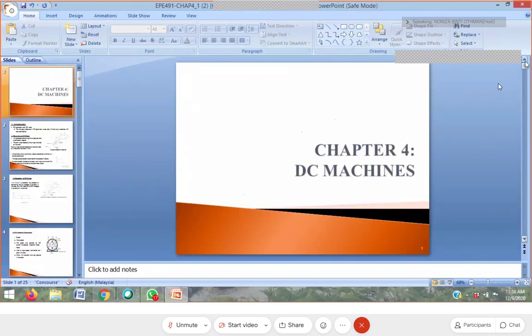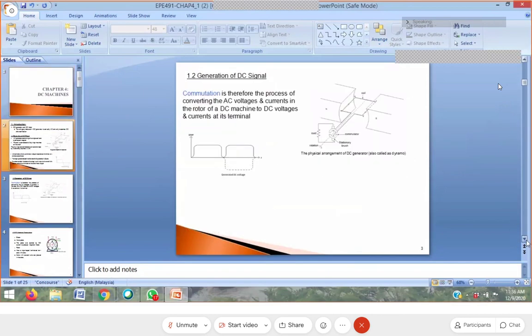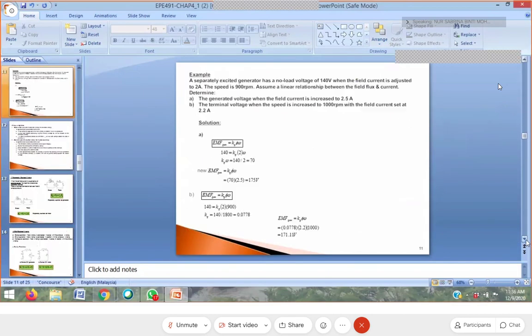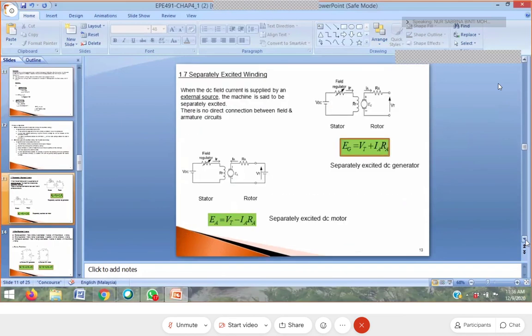Alright. Oh, madam dah habis marking semua madam? Dah. Okay. Madam share. Nanti madam akan bagi sekali dengan yang lain-lain dalam chapter 4 ni, slide ni. Saya bagi slide ni dulu sebab slide lain tak ready. Oh, okay. Slide untuk DC saya boleh bagi.